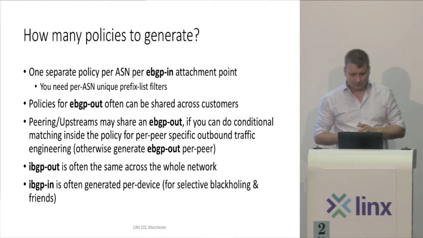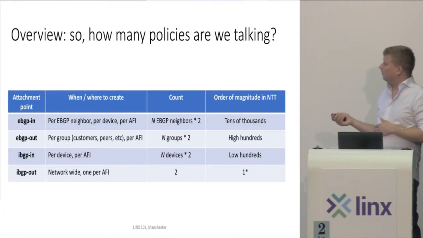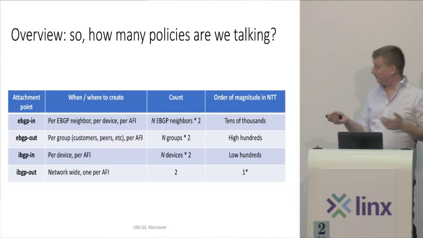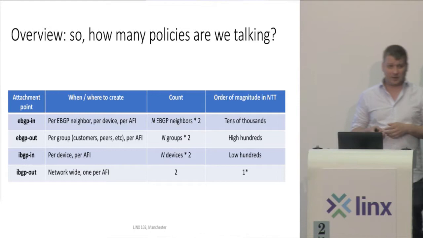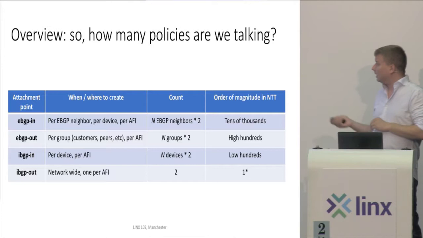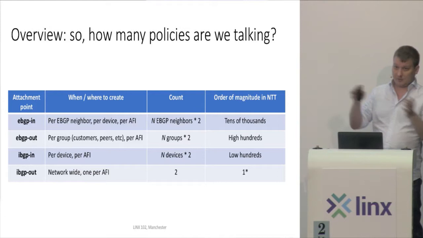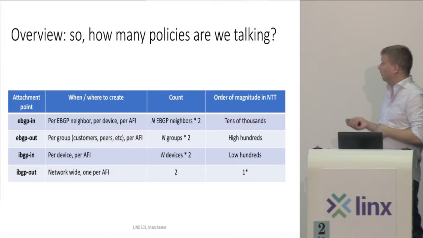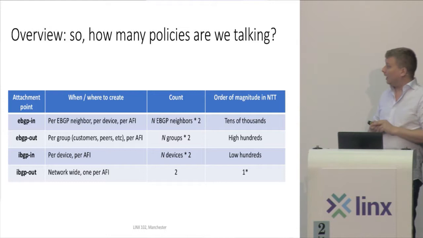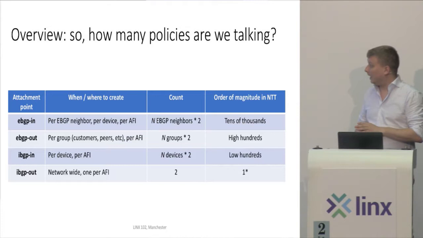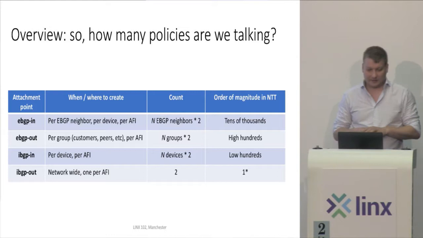So to put that in a table, eBGP in will be n times the amount of eBGP neighbors times 2 for V4 and V6. And in NTT's network, you're then looking at tens of thousands of discrete policies spread over all devices. eBGP out is per group, so upstreams, peers, or downstreams. In our network, then you'll end up with something in the high hundreds. iBGP in is per device, so we're in the low hundreds, and then iBGP out is network-wide, one per AFI, and we have a very small amount of that type of policies.